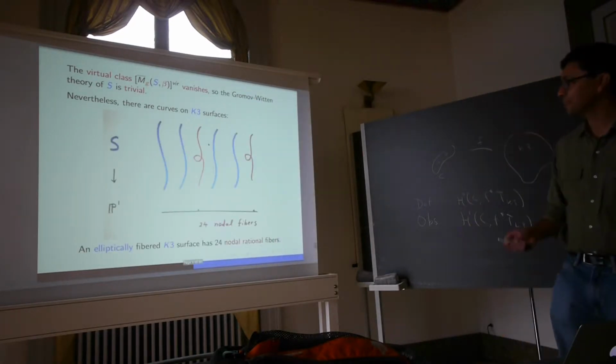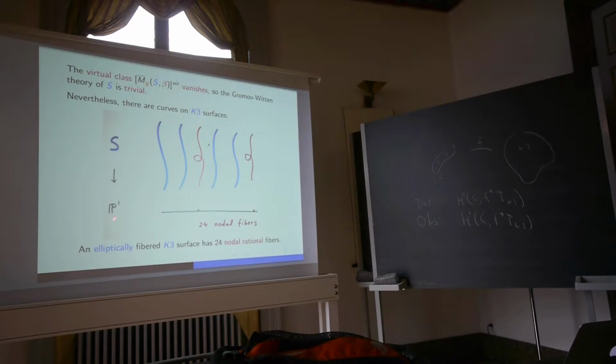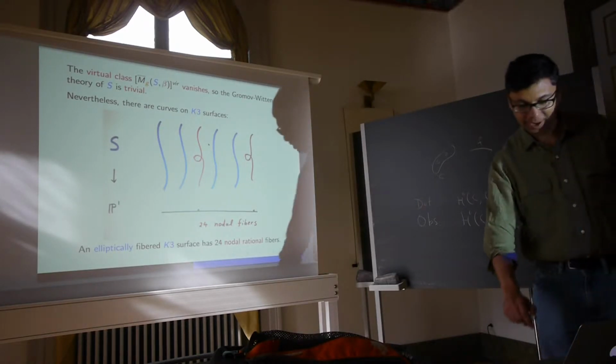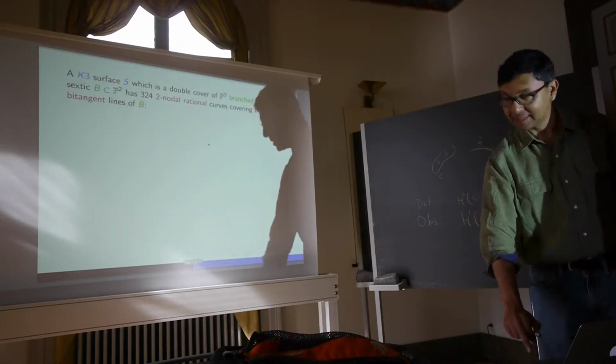So here's a picture of a K3 surface. This is the simplest picture of a K3 surface in some sense. I take a K3 surface, it's fibered over P1, and it has 24 nodal rational fibers. So if you're counting genus 0 curves, you'd see there are 24 of them. So the first issue in this subject is that Gromov-Witten theory says that there are no curves, but in fact, if you write down algebraic K3 surfaces, there are curves. And so how is this? How are these facts put together?